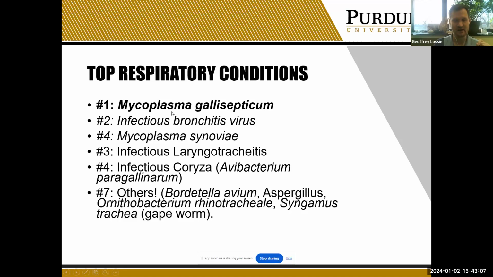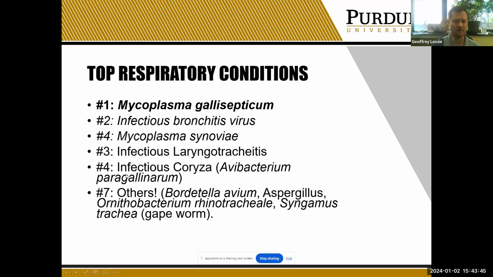The reason I want to highlight these two mycoplasmas is that mycoplasmas, they are bacteria, but even with antibacterial treatments, you will never cure that bird of that bacteria, meaning it will be a carrier for life. And that has some very big implications on future plans for flocks, as well as just trying to get across to that bird's owner that this is not something that's ever going to be cured.